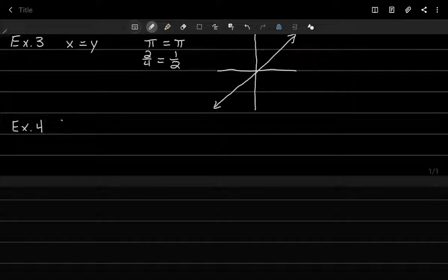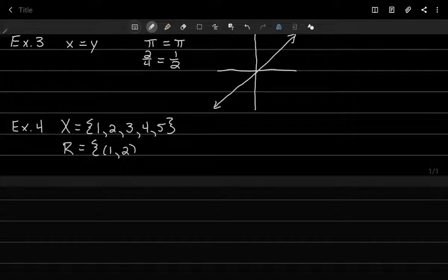Let's let our universe, set capital X, just be the numbers 1, 2, 3, 4, and 5. Then let's let our relation R be this set of ordered pairs. Let's take (1,2), (1,3), (2,4), (4,2), and (5,5). Why not? That is still an example of a relation.